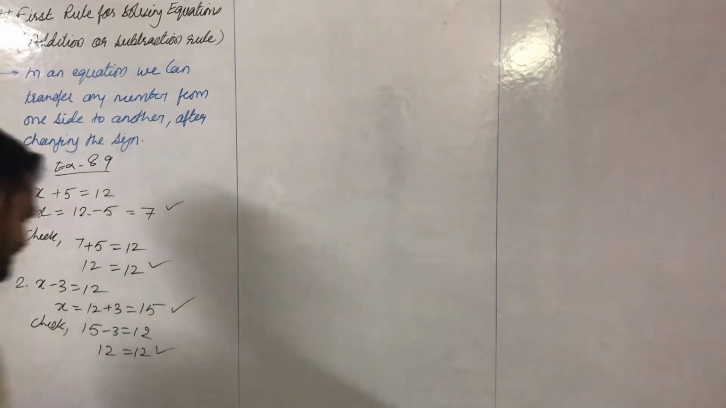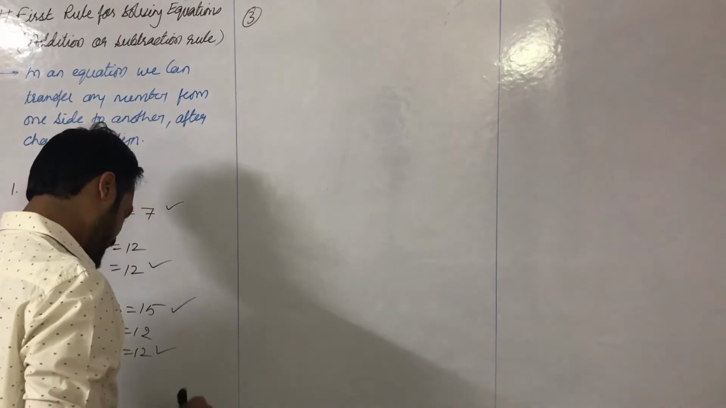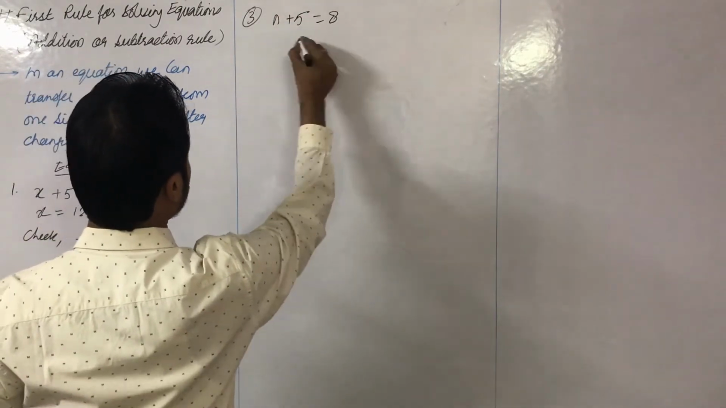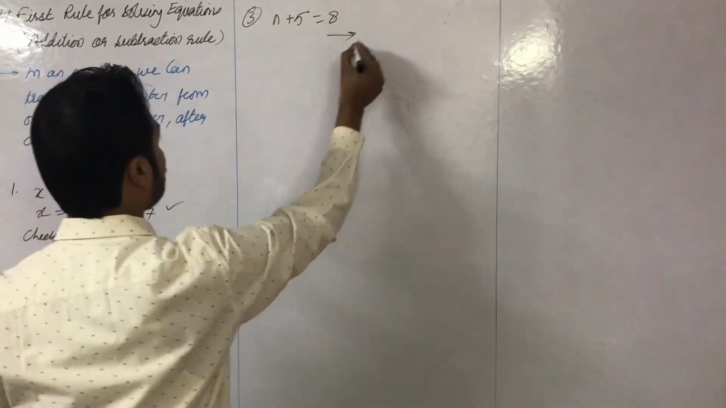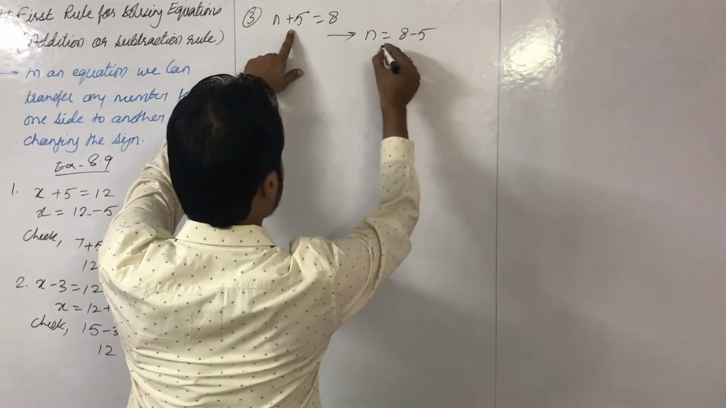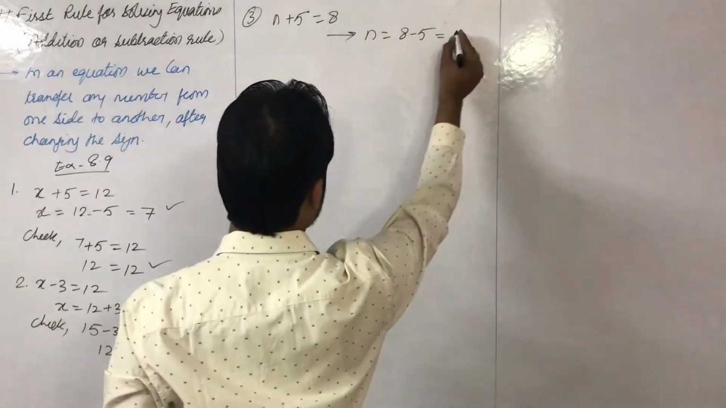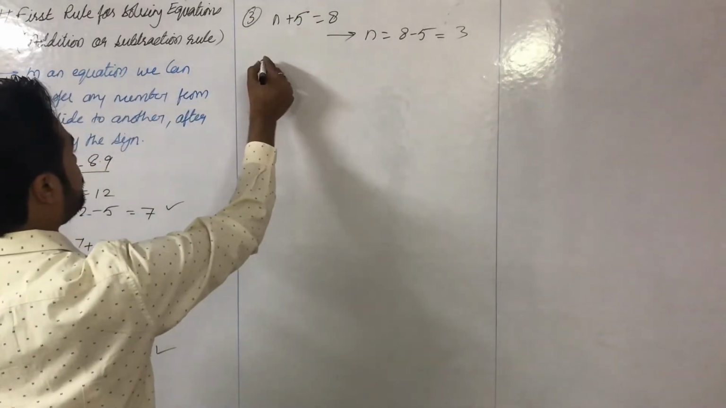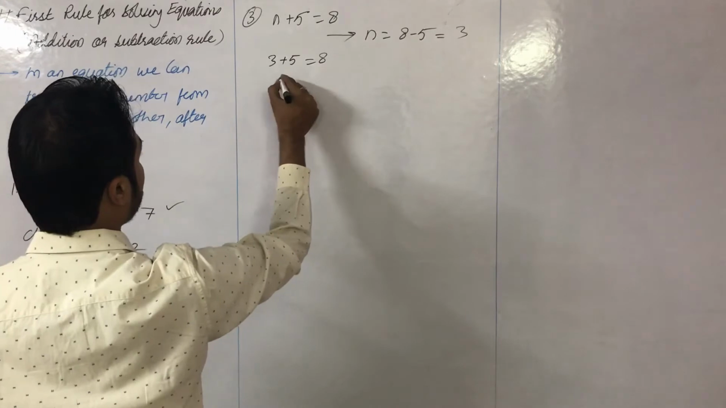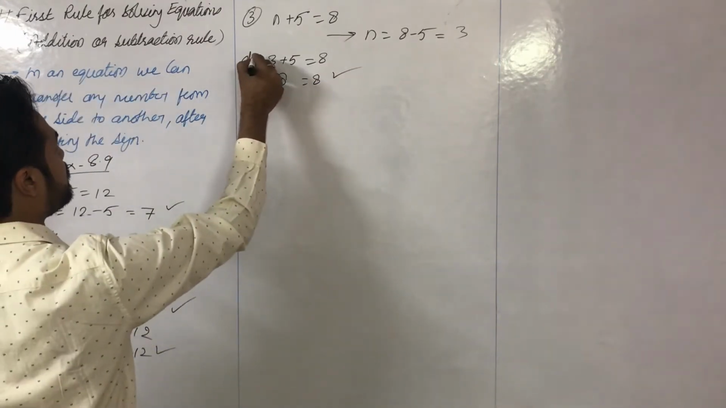Similarly, question number 3, n plus 5 equals 8. So for the value of n, we change the place of 5, plus 5 becomes minus 5. So 8 minus 5 is 3. Now putting this value, 3 plus 5 equals 8. Yes, 3 plus 5 is 8. The answer is correct. This is for check.